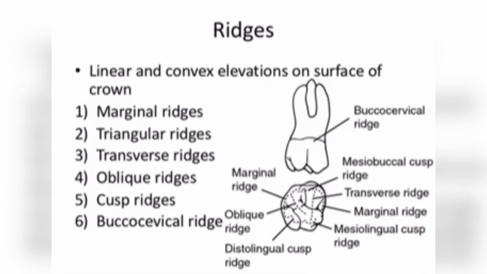Number 3, transverse ridges, and number 4, oblique ridges. Both the ridges are made up of union of 2 triangular ridges, but the transverse ridge crosses transversely and oblique ridge crosses obliquely the occlusal surface of posterior teeth. Number 5, cusp ridge. It extends in different directions. It varies in size, shape and sharpness. Number 6, buccocervical ridge. It runs mesiodistally on the cervical third of the buccal surface.